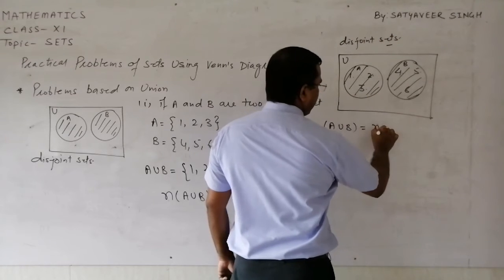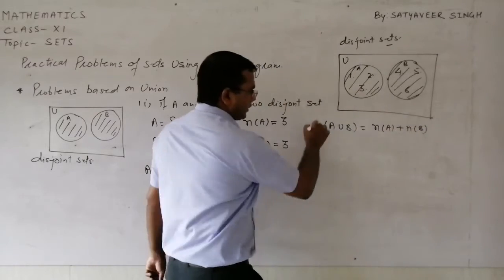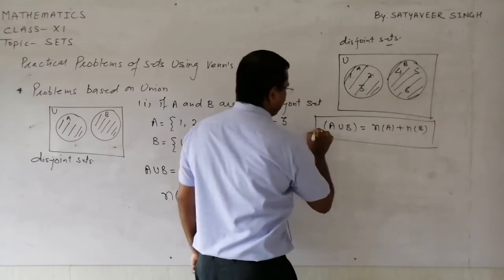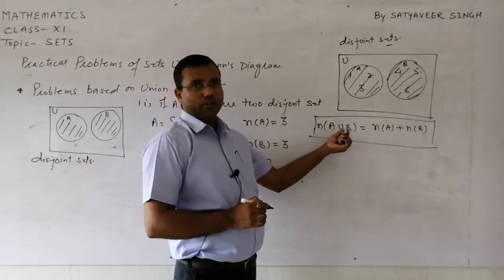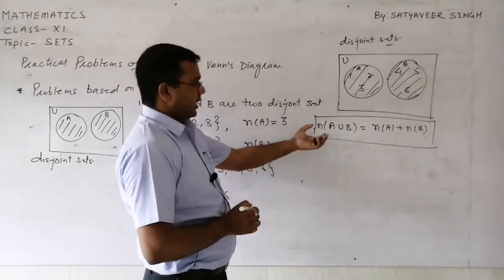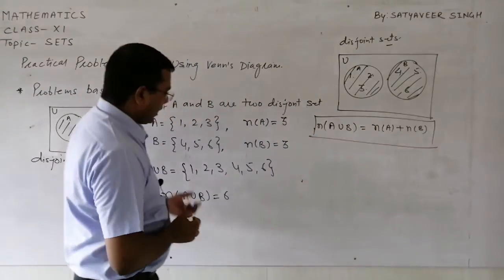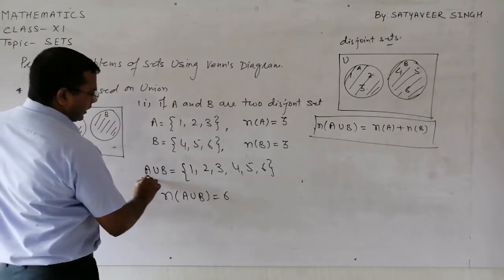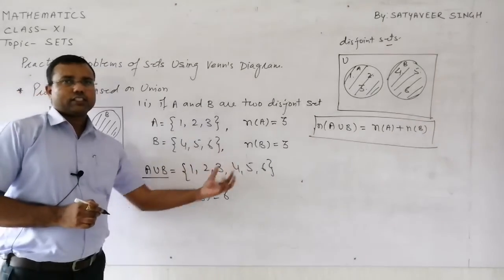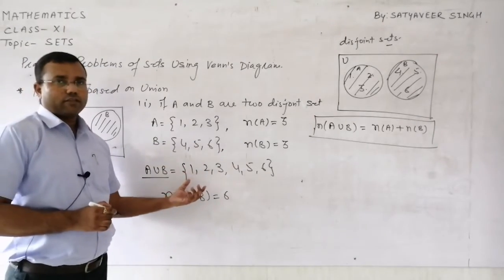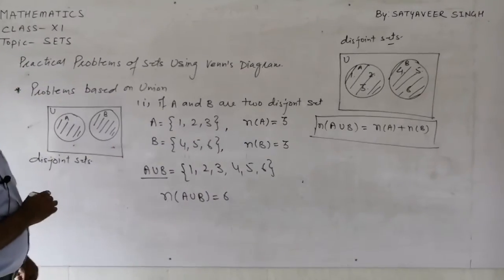So we can write it as n(A) plus n(B). This can be the formula for finding the number of elements of A union B. This is telling you the cardinality of A union B. Here I have not written the n, and it is showing the exact set in which we are writing each and every element. So like this we can find it.